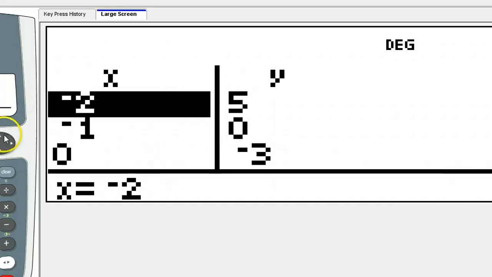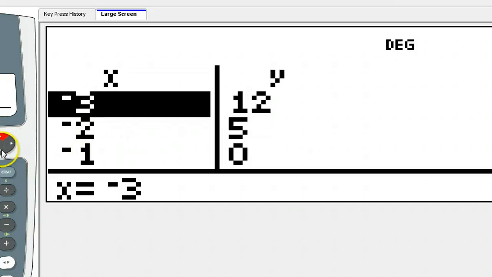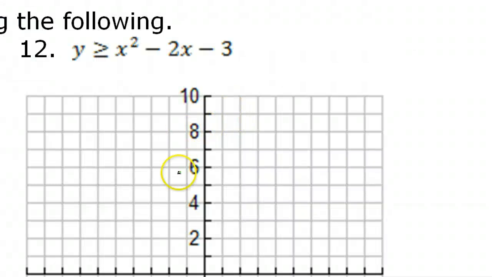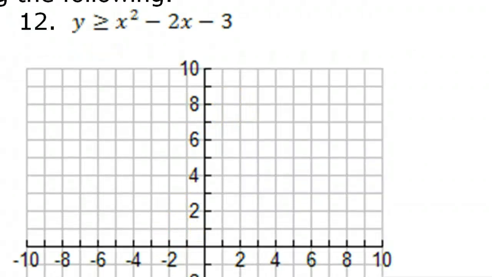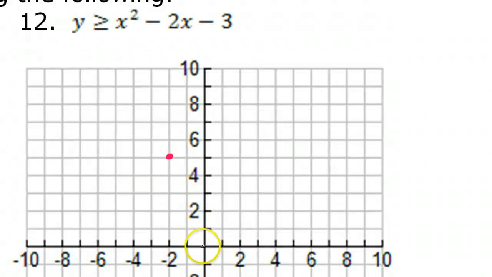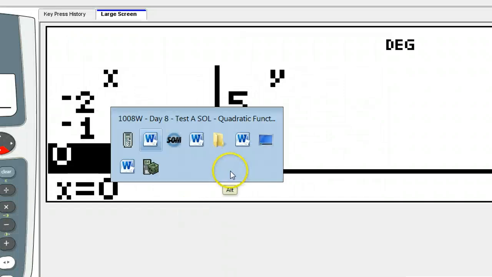Alright, I'm going to scroll up until it goes off the grid. Oh, there it is right there. Okay, negative 2, 5 is up first. Leg out, leg out. Negative 2, 5. And then we have negative 1, 0. And 0, negative 3.